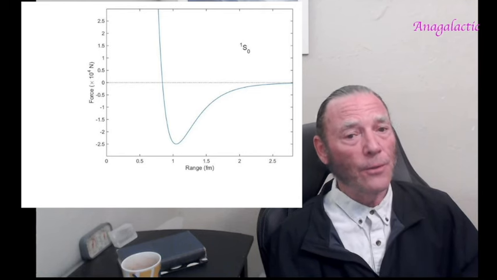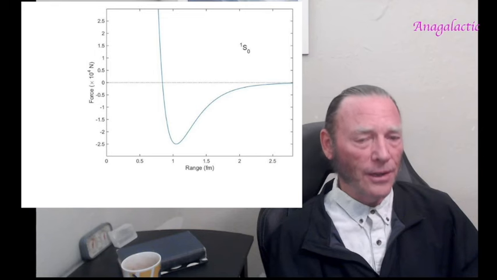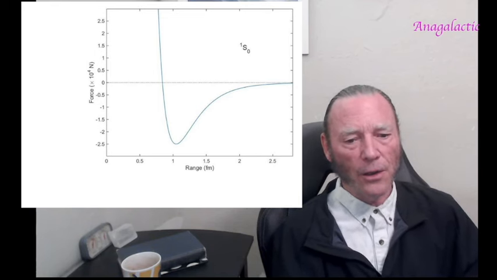1,700 is about 3 times as many as my second most popular video, which was on the Dirac equation.